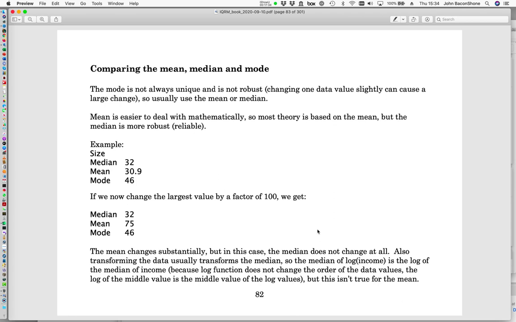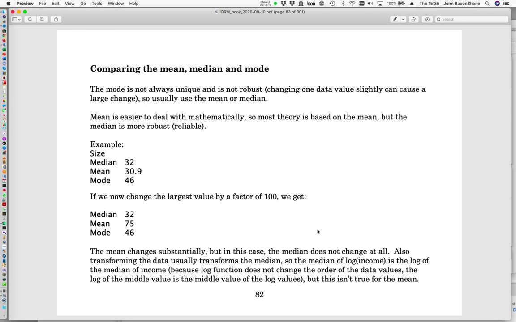What would happen if we changed that largest value of 49 by a factor of 100? Well, the median wouldn't change. 32 would still be the center of our distribution if we look at it in terms of dividing the distribution into two. The mode would not change. It would be 46 in this case, but the mean would jump all the way up to 75. In fact, in this case, the mean would be bigger than all the values except for that largest one. So you can see that the mean changes substantially, but the median does not change at all. That's what we mean by saying the median is more robust. It's not as easily influenced by any errors in our data.